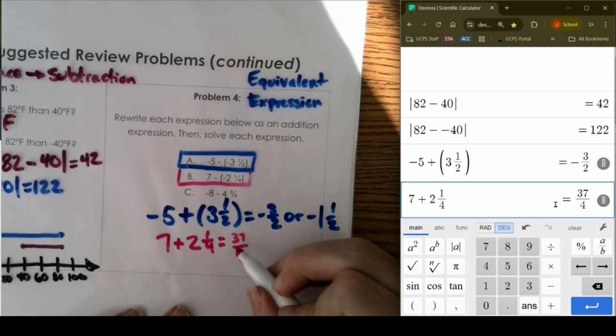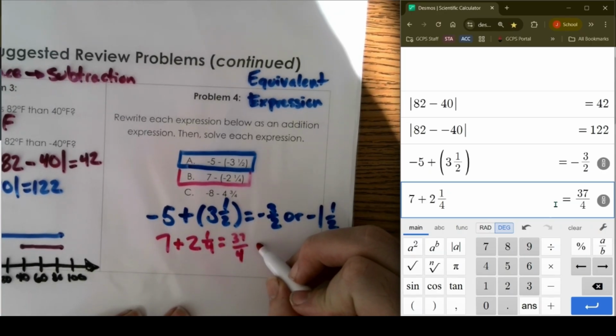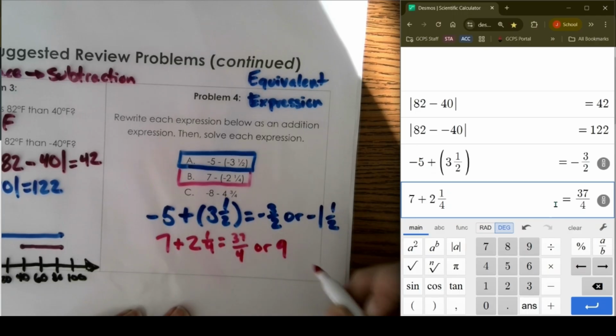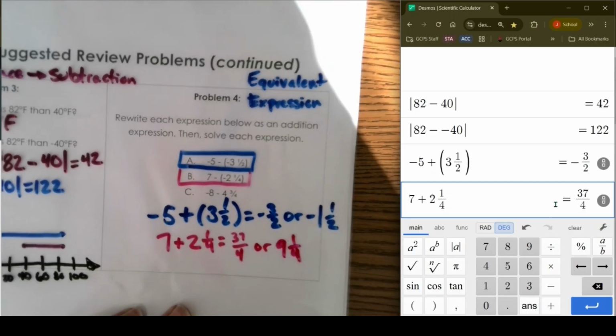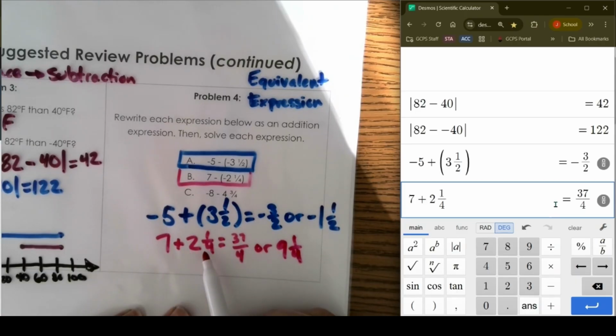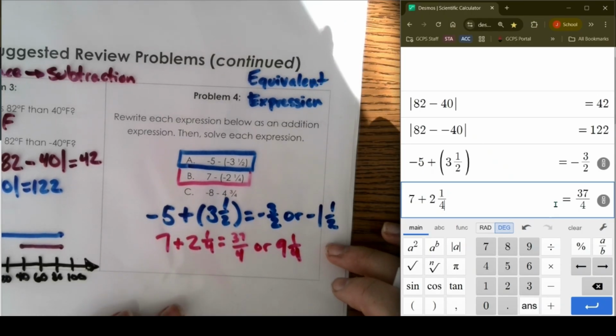If you're wondering, this is going to be equal to 9 and 1/4. And maybe you use the commutative property there to rewrite this. 7 plus 2 is 9, plus 1/4 would give you 9 and 1/4. You could also do it that way.